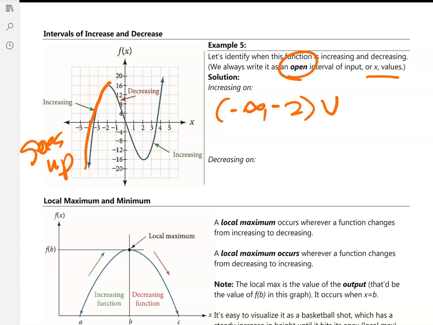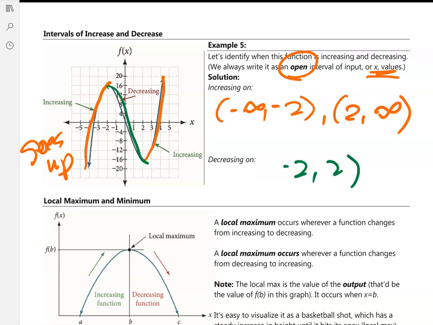union, and increasing here, it goes up here. That is from x values, the x value is 2 to positive infinity. And then decreasing, this is the decreasing part, that is from negative 2 to positive 2. So again, never use brackets.